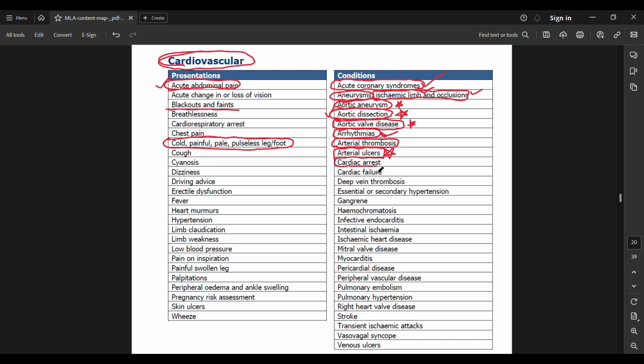And then you have cardiac arrest. This hasn't shown up as commonly, but I wouldn't say that it's new necessarily. Just make sure you know how to do basic life support, right? And how to deal with a patient with cardiac arrest.